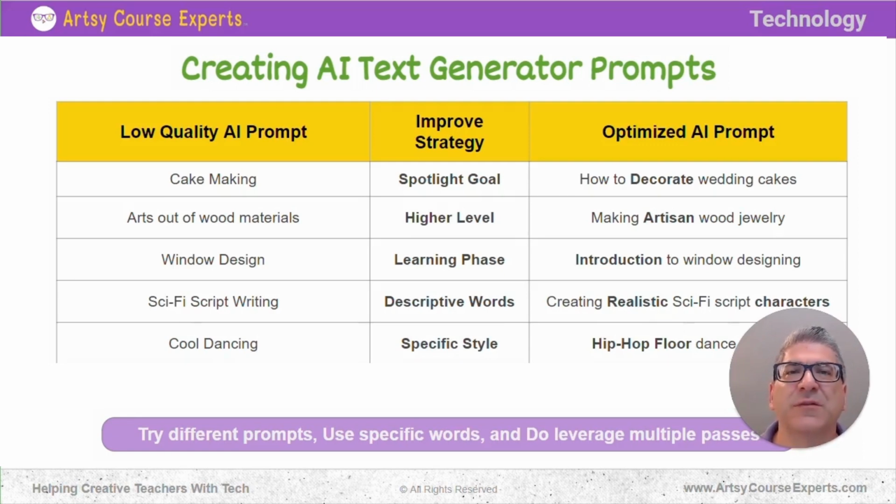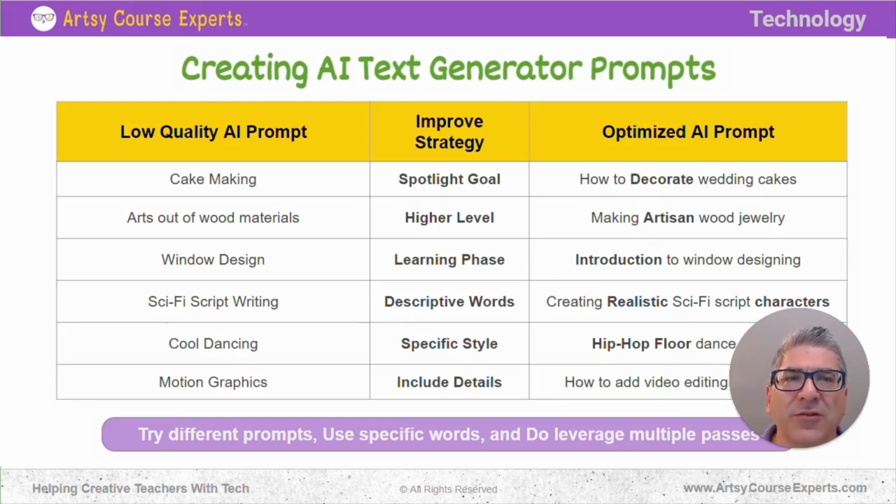Another thing you can do is to include additional details. Don't just talk about your category like motion graphics, but include details like how to add video editing transitions. Okay? Remember, for all of this, you're going to want to try different prompts, use different combinations of words. You're going to be able to use specific words. So go ahead, add an adjective, an adverb, be a little more specific to really help out that AI engine.